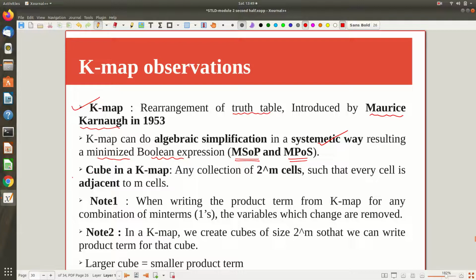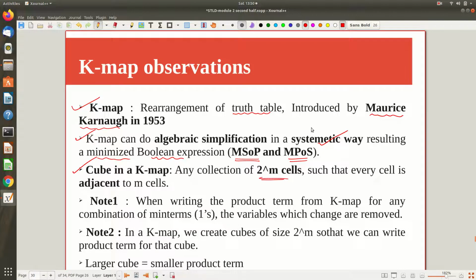Now in the K-map we are actually grouping things, right? The adjacent ones we are grouping into cubes, cube-like structures. So what is a cube in a K-map? A cube means that typical shape we are grouping. It is a collection of 2 power m cells, such that every cell is adjacent to m other cells.